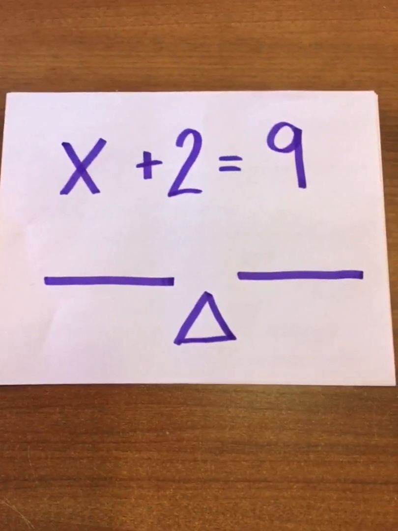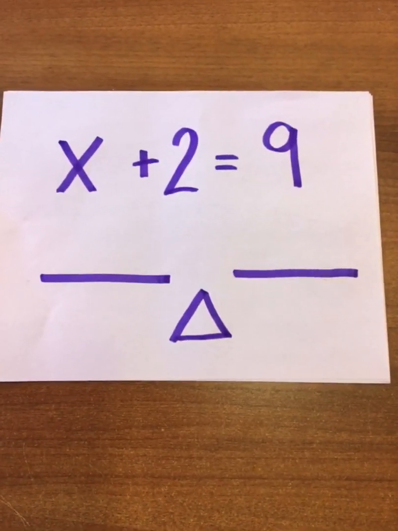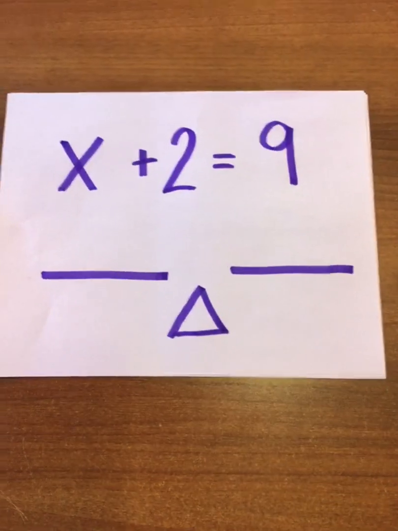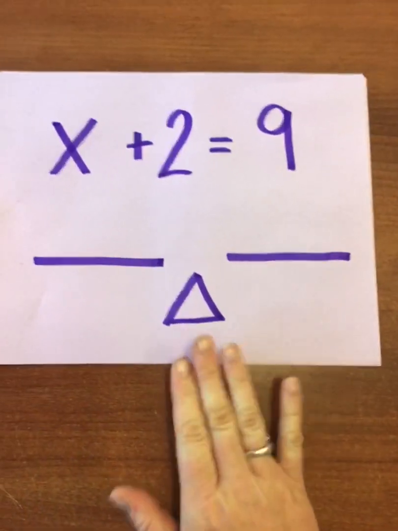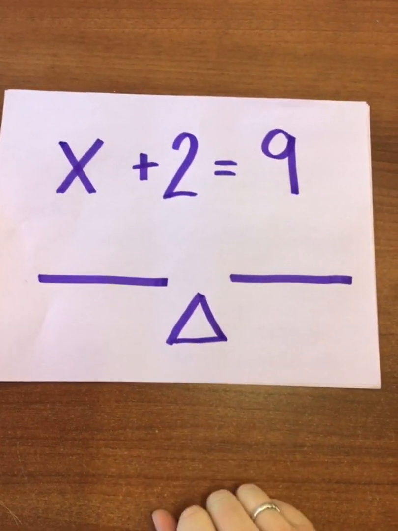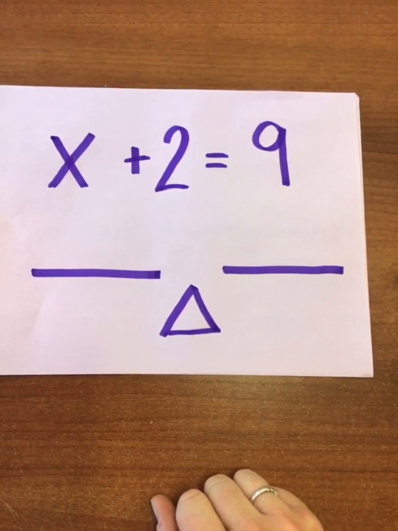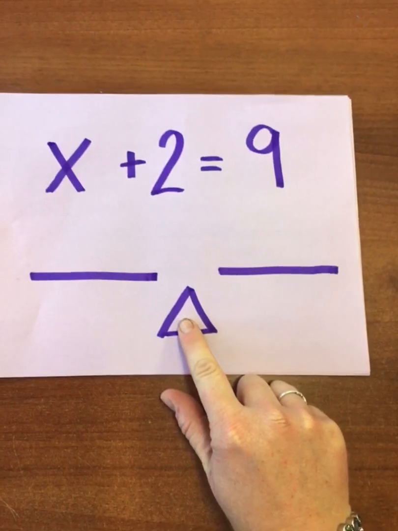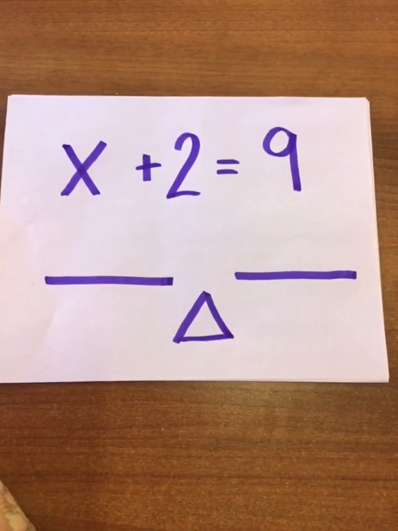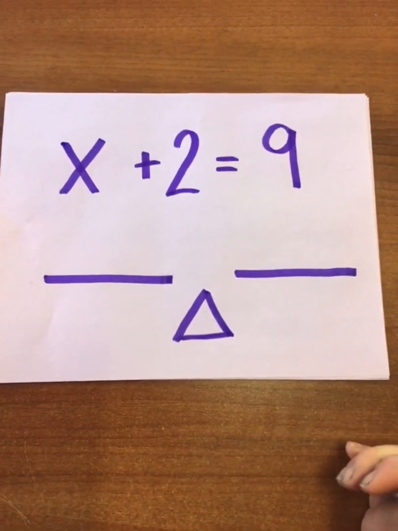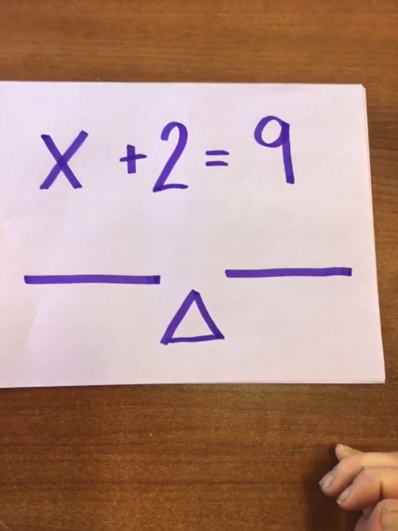Hey guys, today we're going to solve equations by making them balanced. So the equation that I have today is x plus 2 equals 9. And then I have this balancing scale underneath. Notice the triangle is in the middle. This is like my equal sign. Whatever is on the left side of the equation has to equal the right side of the equation.